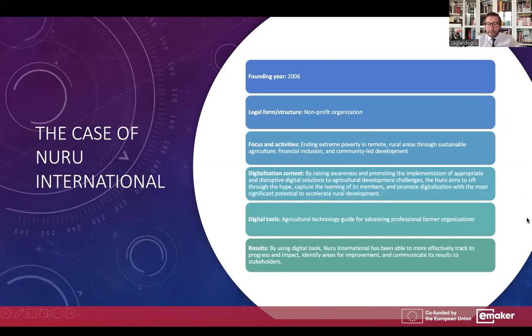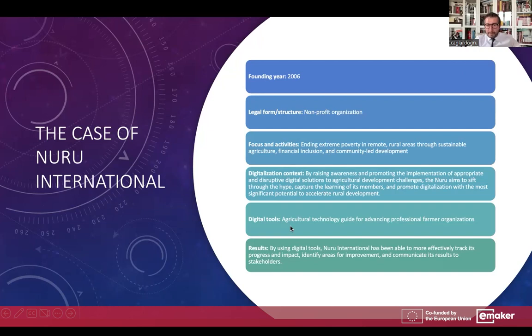Let's have a look at another organization called Nuru International. It's again a non-profit organization. It focuses on ending extreme poverty in remote rural areas through sustainable agriculture, financial inclusion, and community-led development. As you note, most of the social ideas concentrate on sustainable agriculture and financial inclusion.